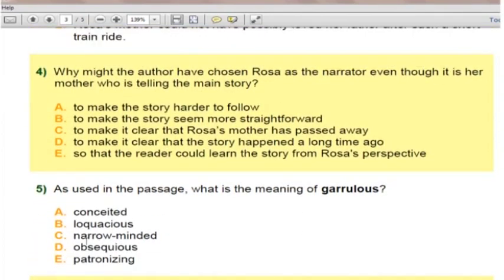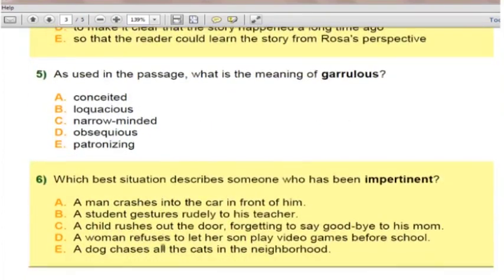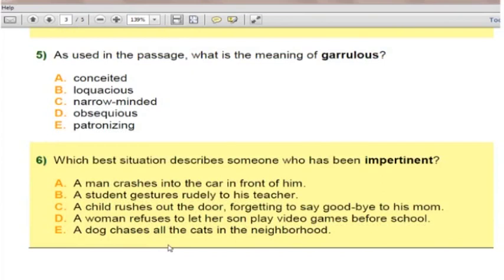Question number 5 is, as used in the passage, what is the meaning of garrulous? A. Conceited. B. Laconic. C. Narrow-minded. D. Obsequious. E. Patronizing. Question number 6 is, which situation describes someone who has been impertinent? A, a man crashes into a car in front of him. B, a student gestures rudely to his teacher. C, a child rushes out the door forgetting to say goodbye to his mom. D, a woman refuses to let her son play video games before school. E, a dog chases all the cats in the neighborhood.